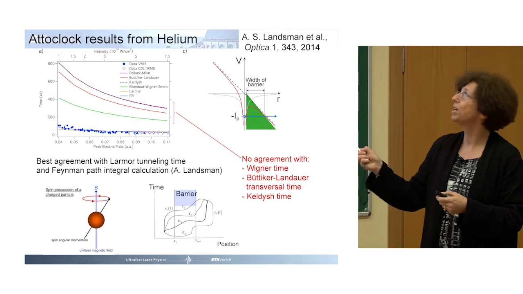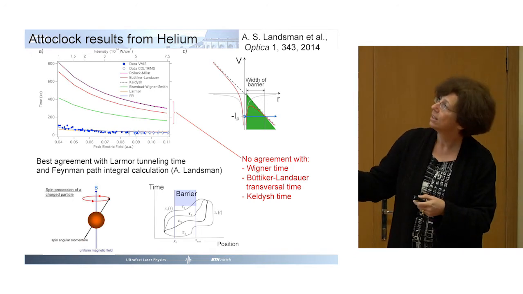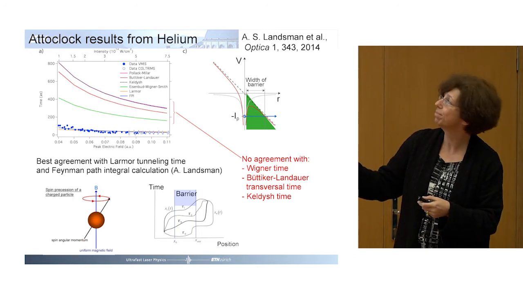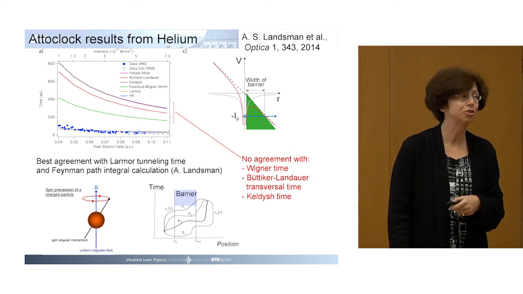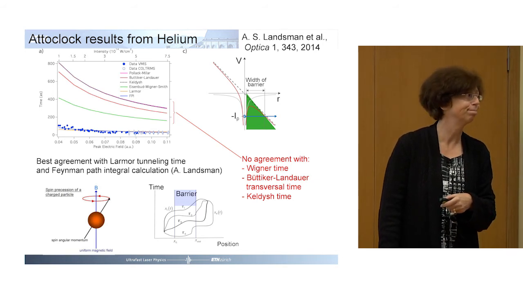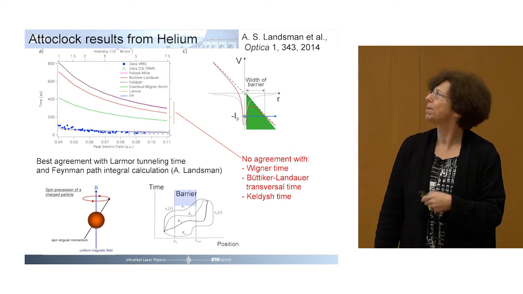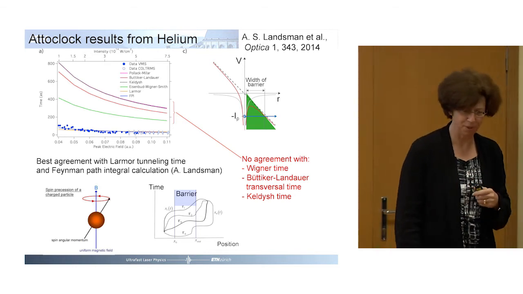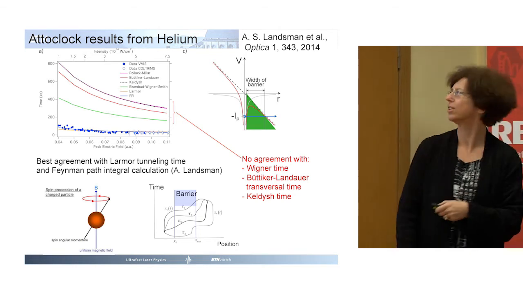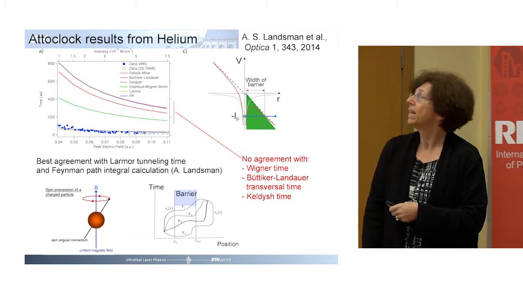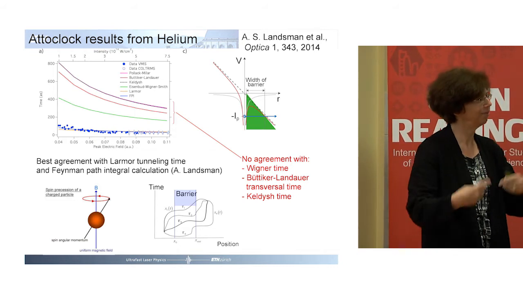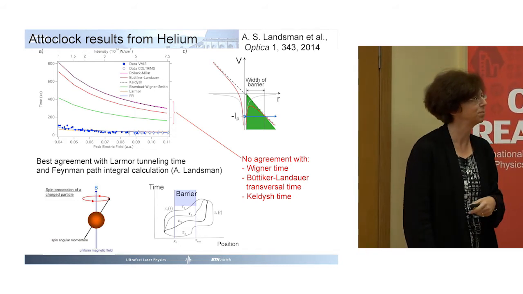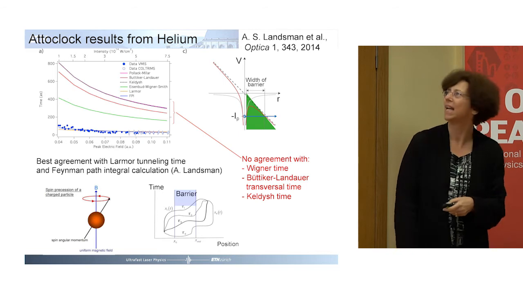But we have no agreement with the Wigner time, the Büttiker-Landauer time, or the Keldysh time. And there are strong opinions out there about time. There is a huge group of people who think it should actually be instantaneous. So anyway, why not the Wigner time? Why is that concept not even correct theoretically?